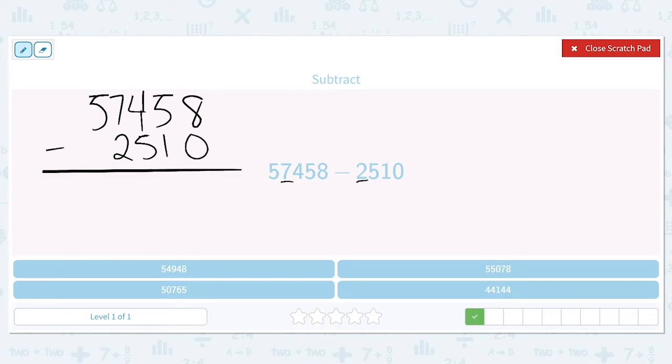8 minus 0 is 8. 5 minus 1 is 4. We can't do 4 minus 5, so we're going to come over to the thousands place and borrow from the 7. 14 minus 5 is 9. 6 minus 2 is 4. And we don't have anything to take away from the 5, so we're going to bring it down. Our answer is 54,948.